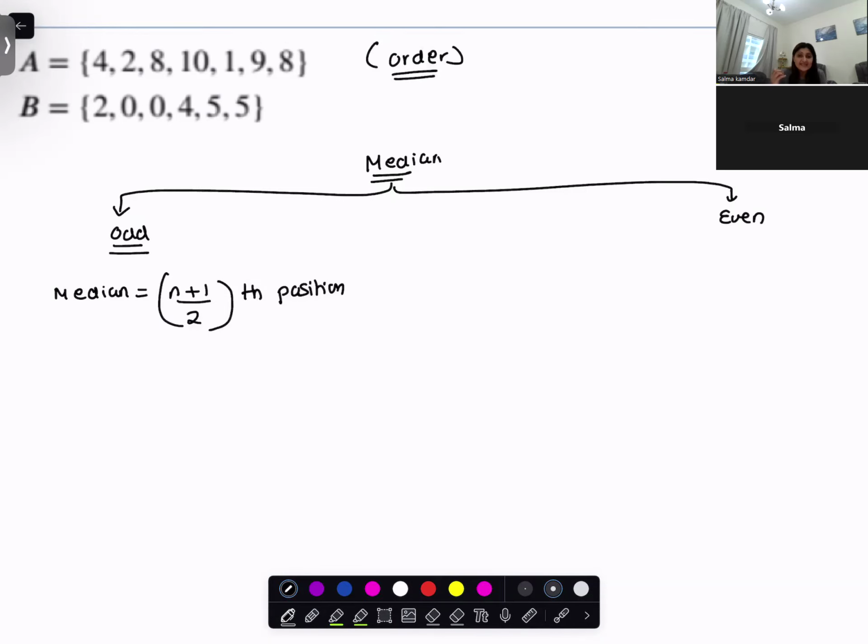But when my data set is even, in that case, we need to average the two values that are occupying the middle position. I'm writing it for your reference over here. Average the two values occupying the middle position.